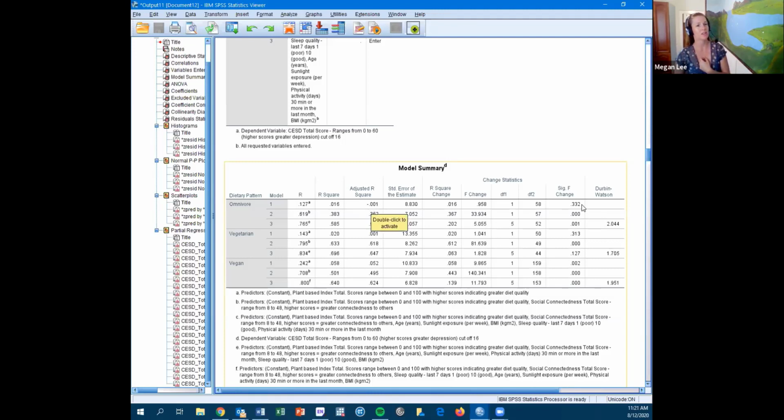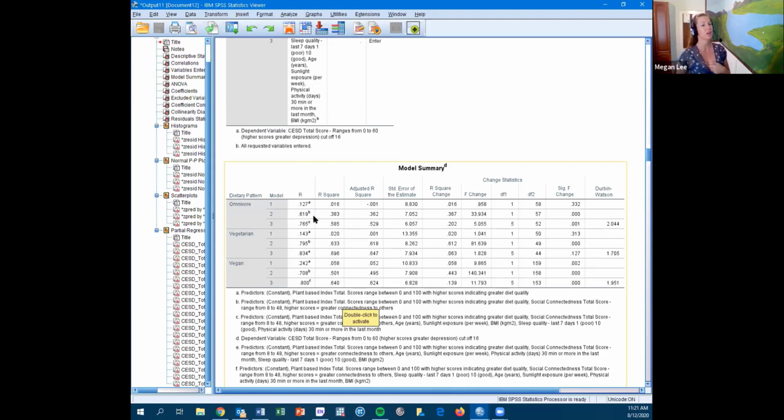Okay, and is that significant, that R squared change? No. So going from nothing and adding diet doesn't seem to have a significant change. It's a worry. Keeping in mind we're using the plant-based index this time, not the dietary screening tool. So it's another measure of diet quality.